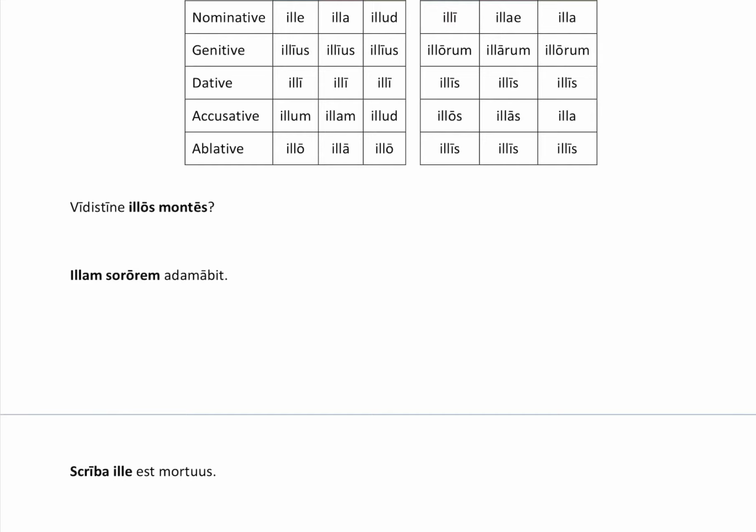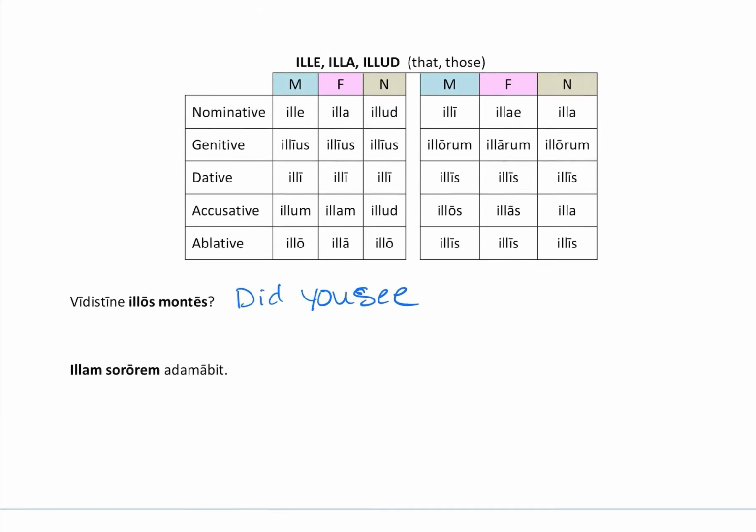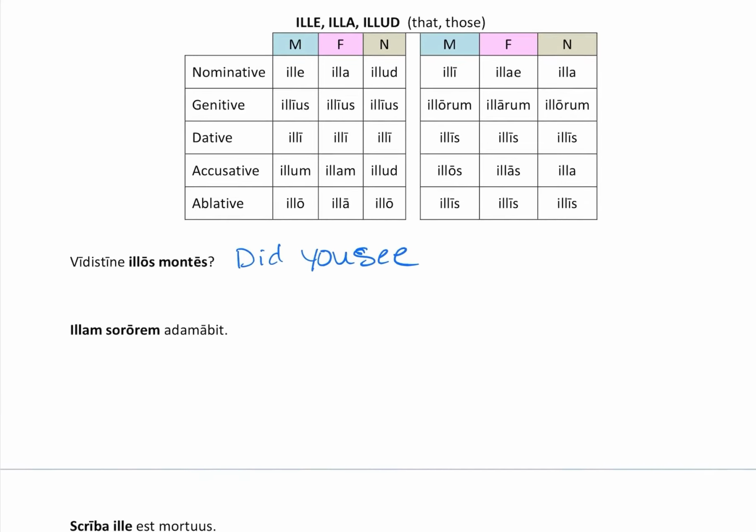Vidistine illos montes. So here we have the pronoun, and there we have the word it goes with. So, vidistine, did you see? Remember, this can be translated as that or those. And we've got illos. So here we go. It's accusative, and so is montes. Remember, they have to match, and they're both in the accusative form. Did you see those mountains?